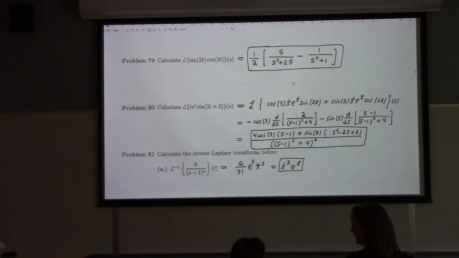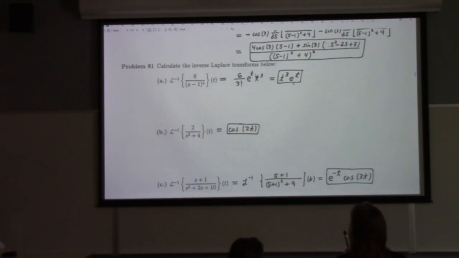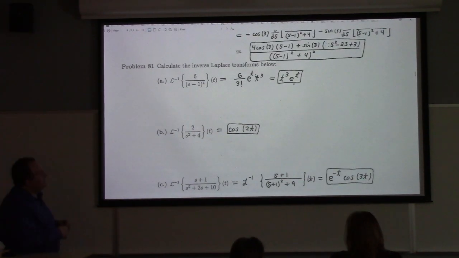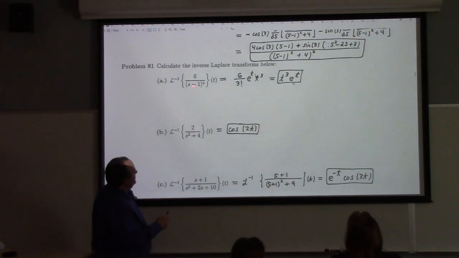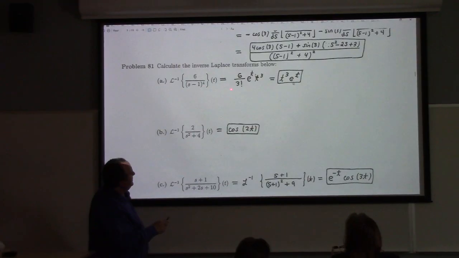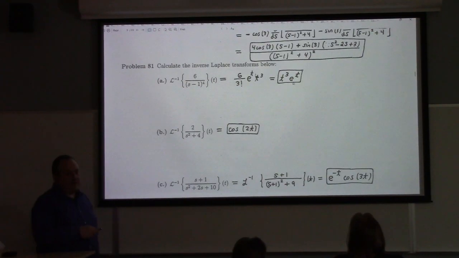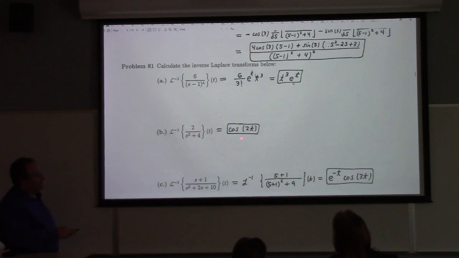The next one down here is much simpler, right? We just look at it and go, oh, well, that's 6. So the 6 rides along. If we have s to the 4th power, we divide by 4 minus 1, which is 3 factorial. And that's an e to the t, t cubed, which simplifies to t cubed e to the t. Hooray. This one, cosine 2t.